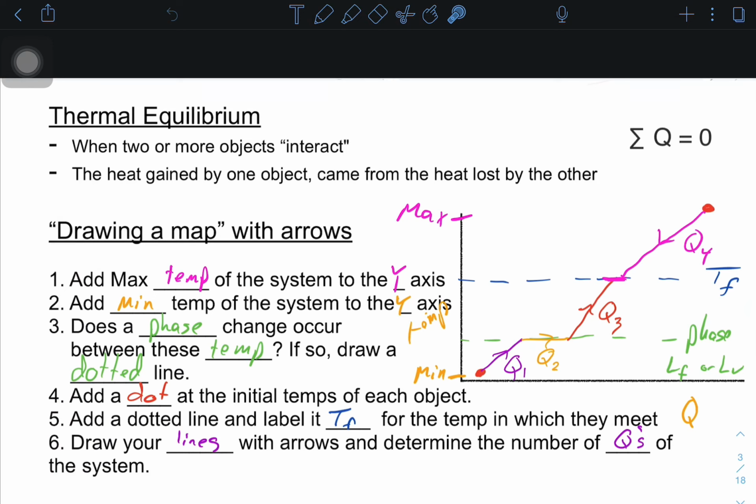How do we draw these? These are the steps that we use when we draw them. We have a maximum temperature, we have a minimum temperature. We put the temperature of our phase change. We have to decide whether it's LF or LV. We have to decide whether that's going to be the positive or negative. And then we're going to draw this line for my final temperature. And then we draw in our lines with our arrows to determine the number of Q's in our system.